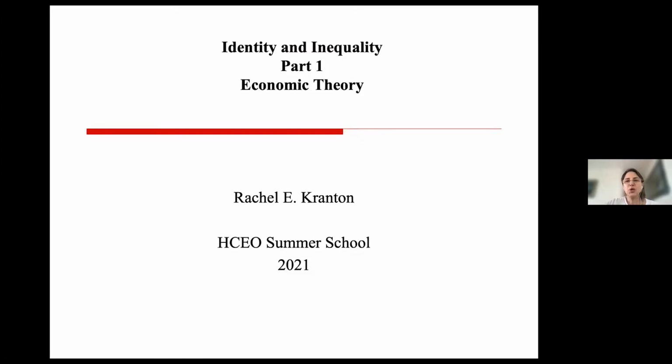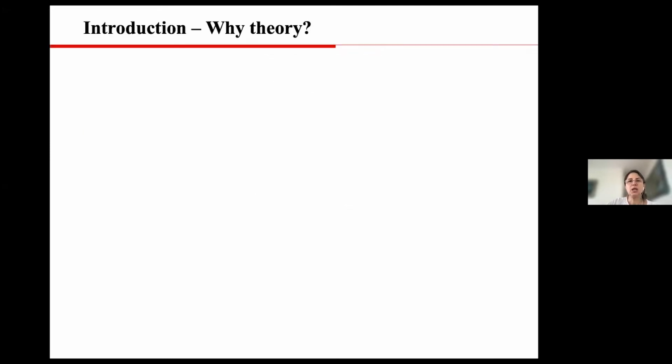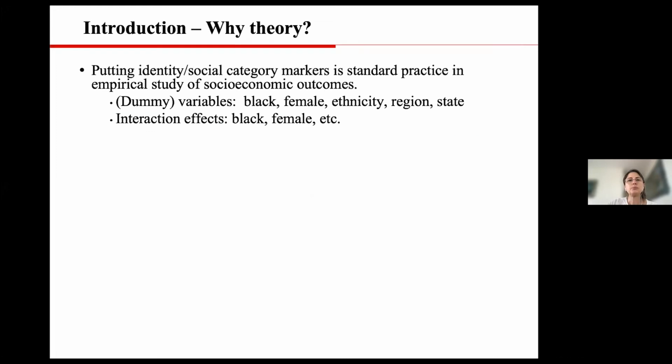All right. So let's launch into the inequality, the theory part. Again, now here's another basic question: why theory? Why do we need theory at all? And I'm going to give you an argument why we want some theory. We know that in empirical work, putting identity or social category markers is standard practice in the empirical study of socioeconomic outcomes. So first, looking at a study of inequality, we're going to put in things like Black, female, ethnicity, region, state, and so forth. And we also might do interaction effects, so Black females, for example.